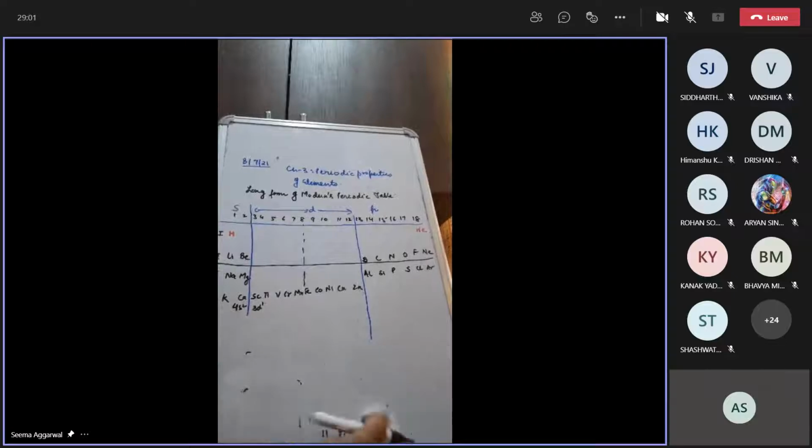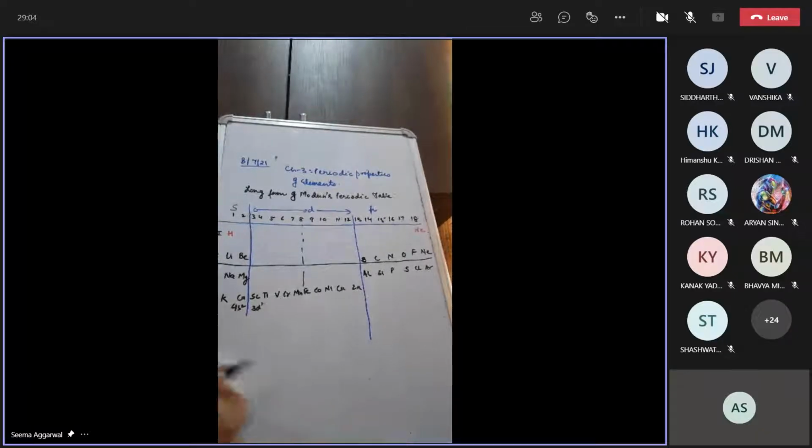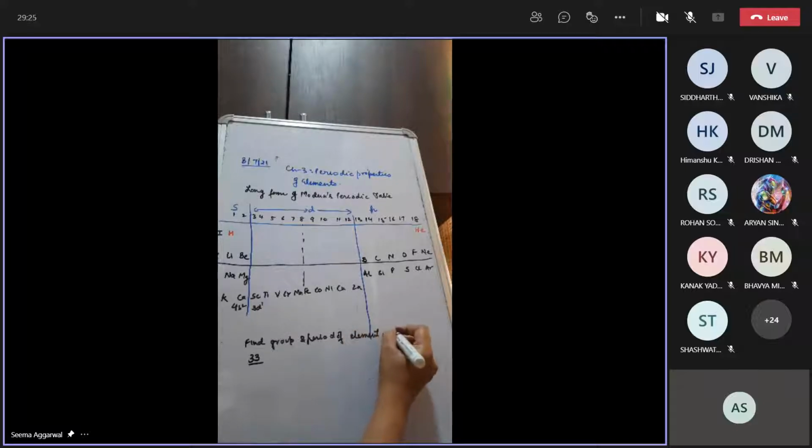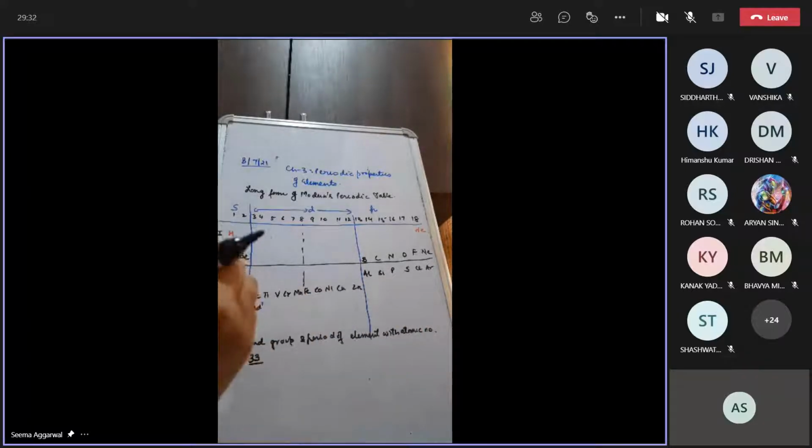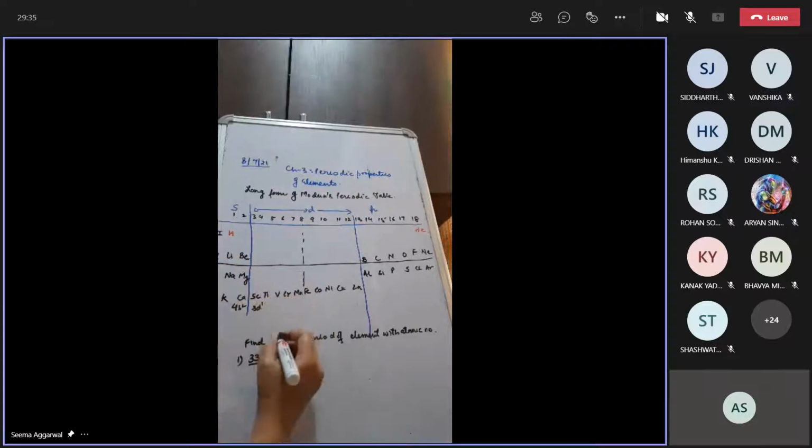Now see, suppose I am giving you an element of atomic number 33. Can you write its configuration first? My question is to find the group and period of the element with atomic number 33. First write a configuration. If you want, you can use argon. Argon means 18. That's not an issue.